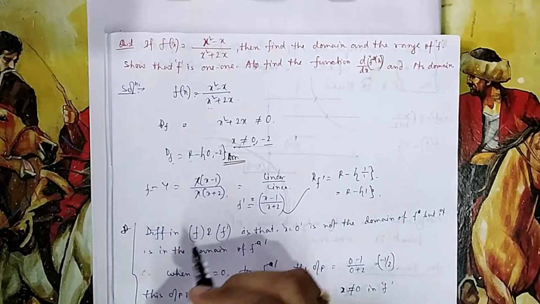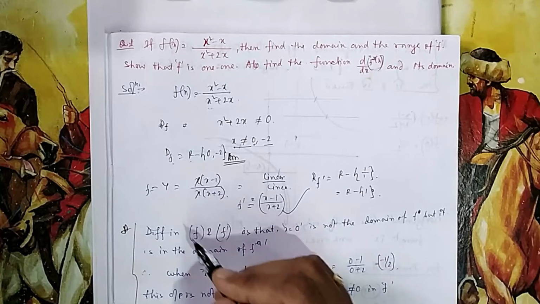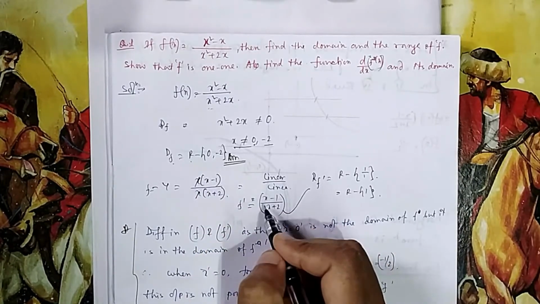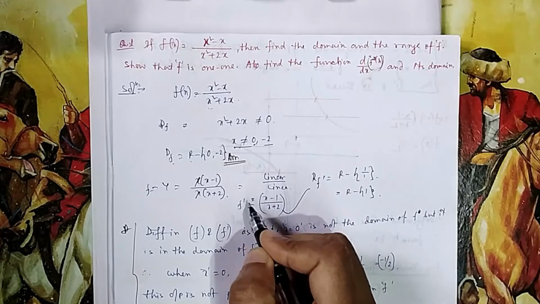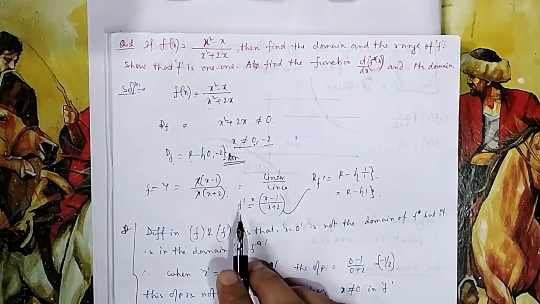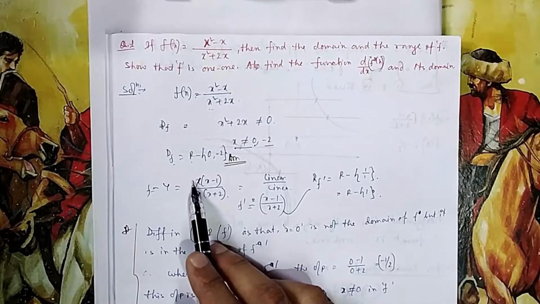Now if I take x common, I cancel this x. You cannot cancel it out because if x is 0 it is not possible. Suppose I cancel it out, now it looks like this. Now this one I have named as a different function, f dash. F dash is not differentiation here, it is a new function, which is (x minus 1) by (x plus 2), and this is the original function.